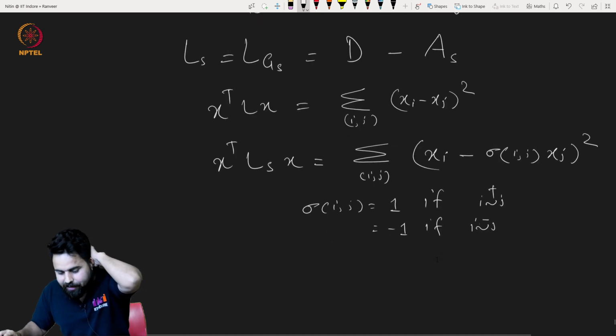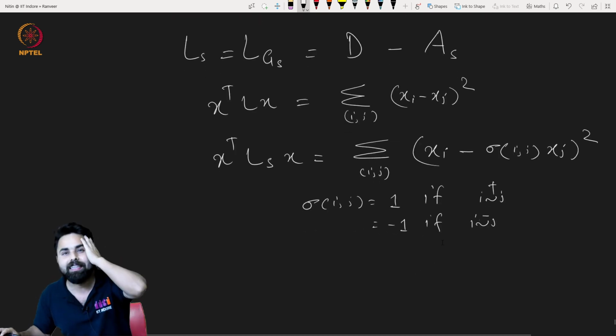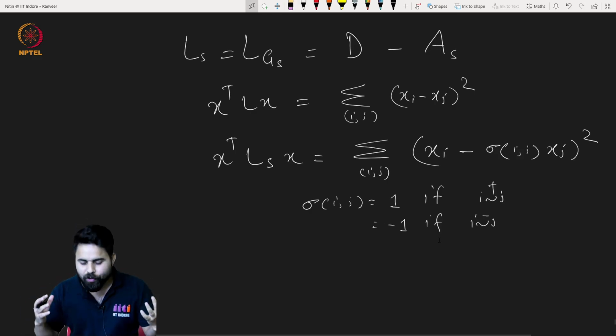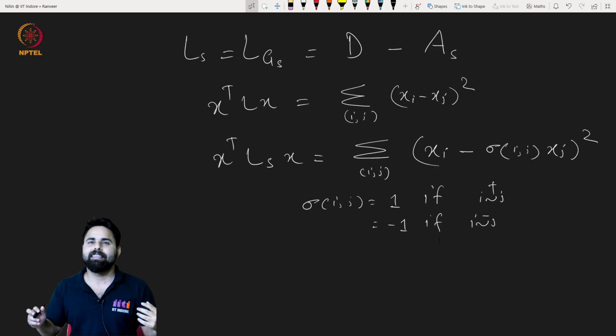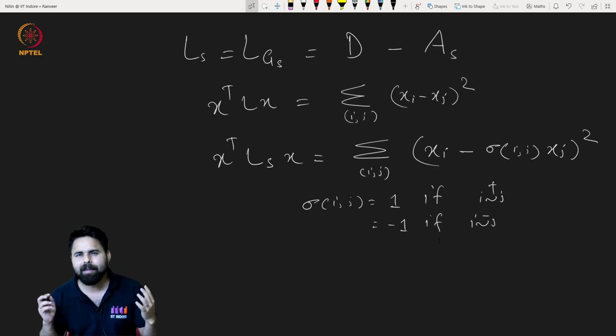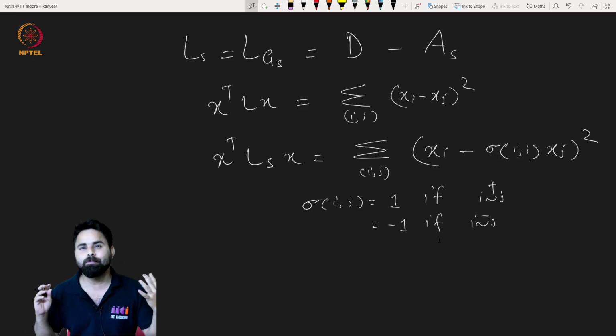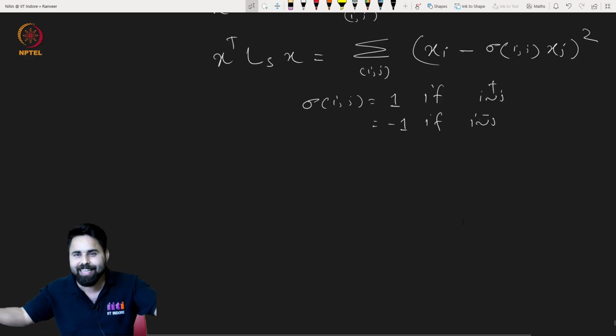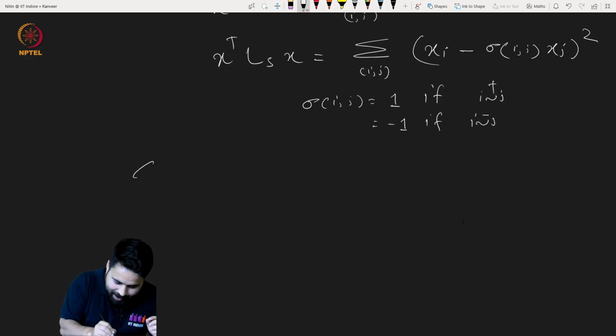Now, the first result that we will prove is that just by looking at the eigenvalues of the Laplacian matrix of a signed graph, it can be determined whether it is balanced or unbalanced. So let us prove it. First let us state it and then we will prove it. The statement is this.